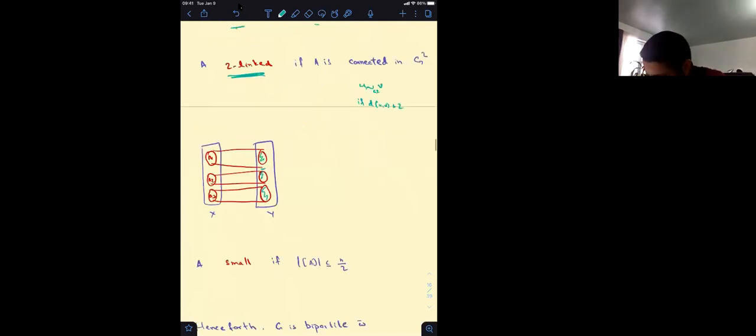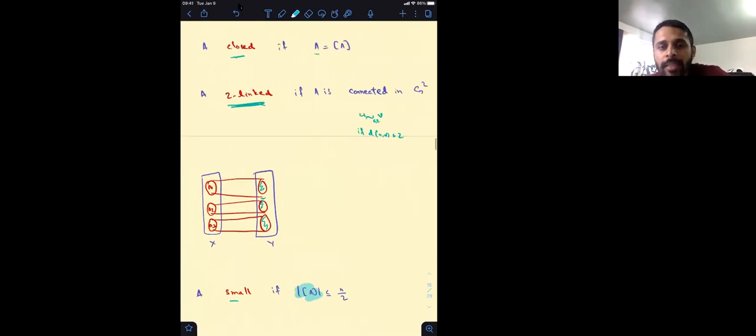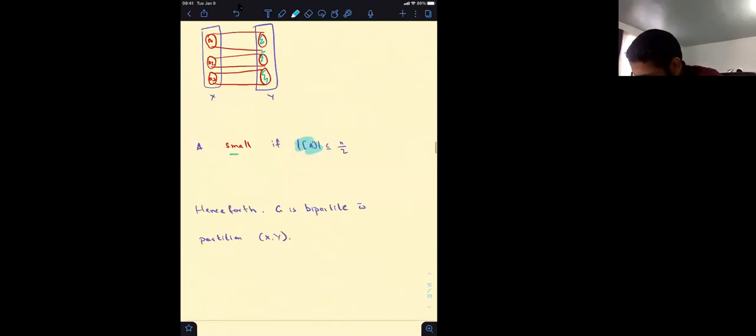And finally, we say that a subset A is small if the closure of A has size at most n over 2. These are the three definitions that we'll use. Are there any questions regarding the definitions or their motivations? Okay, to continue, let's assume from now on that G is bipartite with parts X and Y. So that's just how G looks.